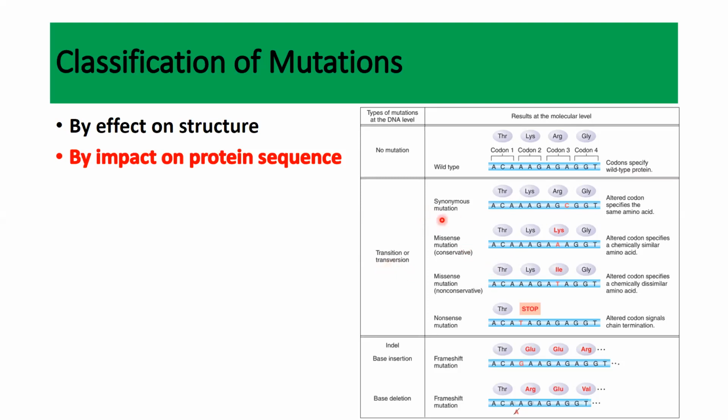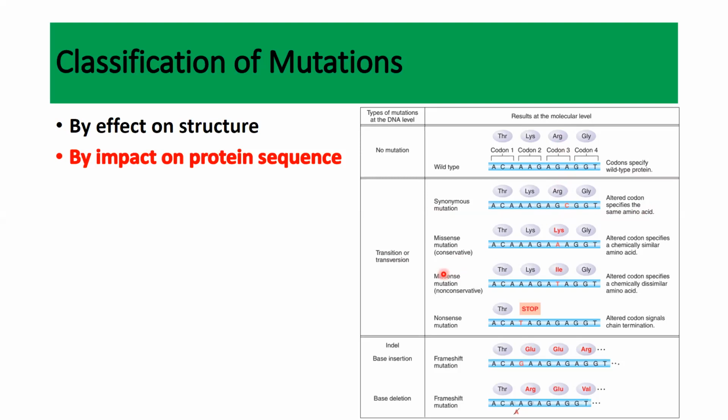One of them is called synonymous mutations. So what are synonymous mutations? These are mutations that alter the genetic code, but this change in genetic code does not change the protein sequence. As we can see here, there was an adenine at position 3 in codon 3. Now it is changed to cytosine, but still the altered codon specifies the same amino acid.